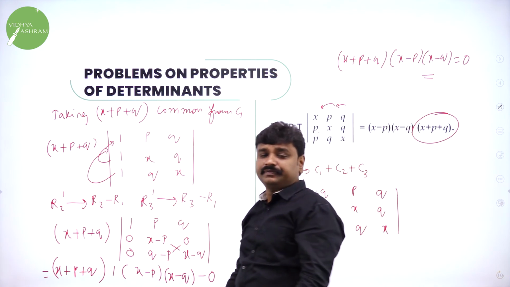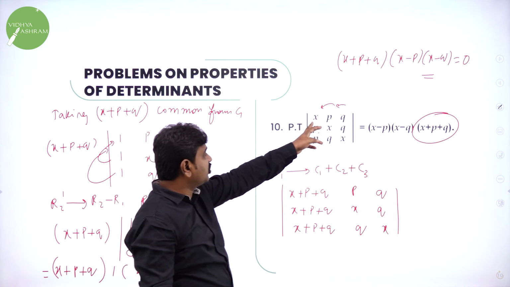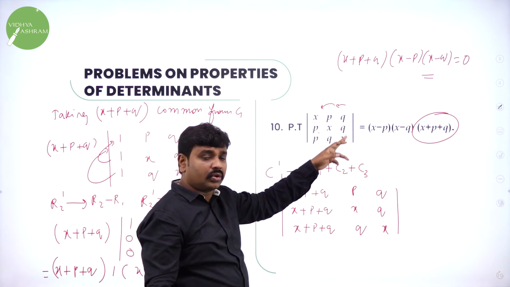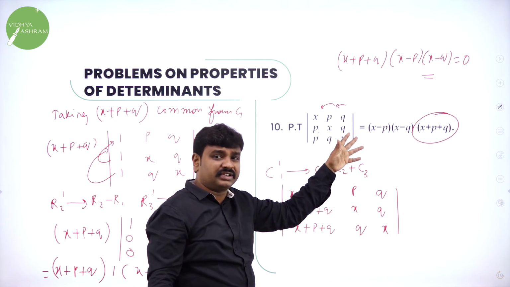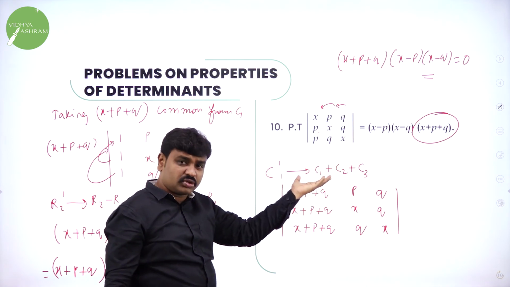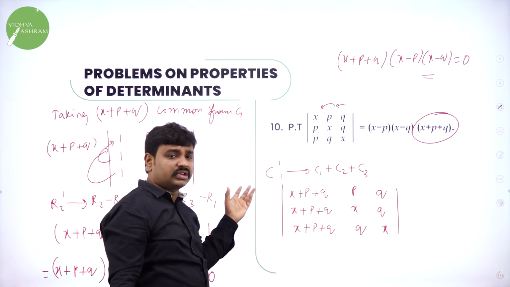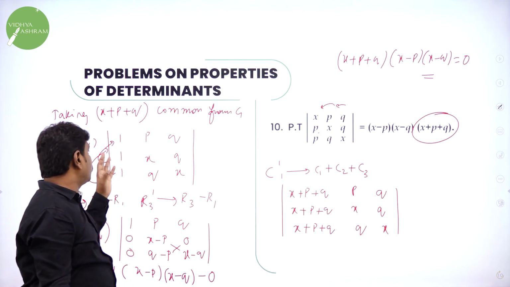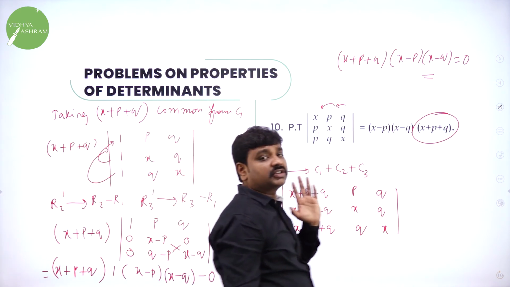Hence the proof. Interesting. When I observed x plus p plus q, the same x, p, q are in each row. Here you have x p q, here you have x p q, here we have x p q, but they are jumbled. So C1 dash is equal to C1 plus C2 plus C3 makes every element of the first column x plus p plus q. Take it out common, then it becomes 1 1 1. When it is 1 1 1, I am repeating common operations. If you use that, the process becomes simple.